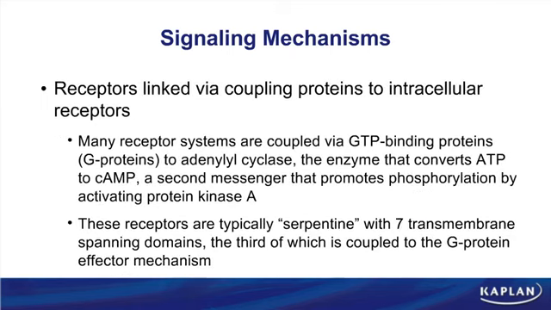We have receptors that are linked via coupling proteins to intracellular receptors. What we're basically talking about here are G proteins. You've learned a lot about G proteins. The challenge for us right now is to make sure that you can take what you know about G proteins, couple those directly to certain receptors, and then couple that with the drugs that either stimulate or block those receptors.